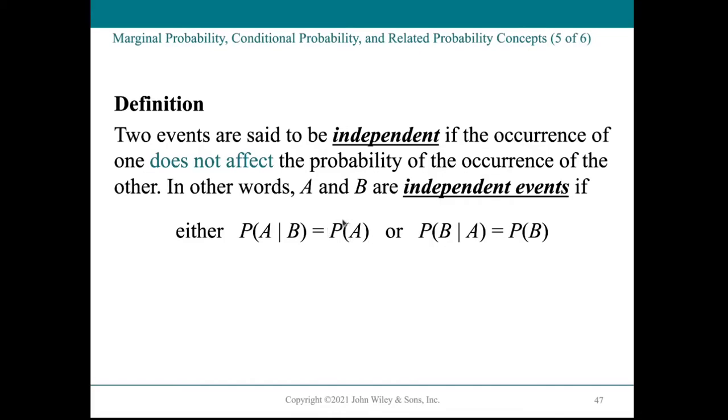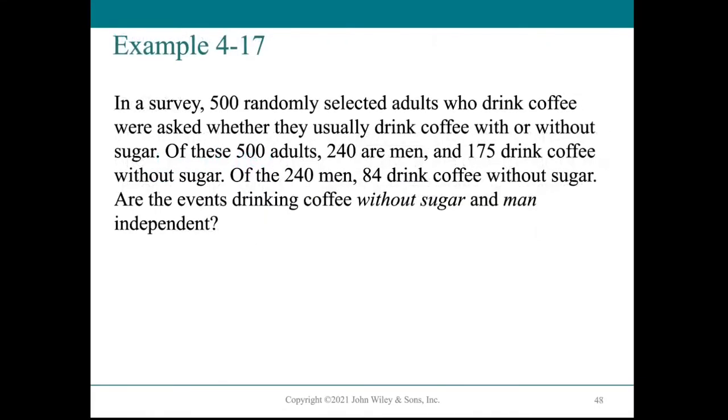P of A is a marginal probability notation because it just looks at the probability of A occurring regardless of anything else. So the conditional probability that A has occurred given that B has already occurred is the same as the probability of A occurring regardless whether B has occurred. So that's the definition of independent events, A and B. So let's have an example.